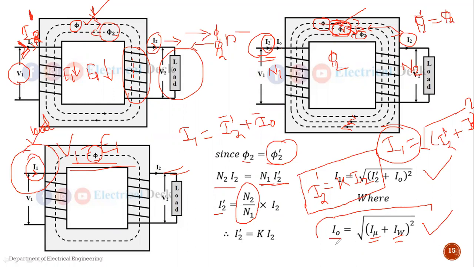In case of no load condition, the supply current is resolved into two components, that is the magnetizing component and the working component. And in case of loaded condition, again it is resolved into two components: the no load component I0 and the load component of the primary current, that is I2 dash. It is the sum of I2 dash plus I0 bracket square. So this is the transformer operation on load condition. We will draw the phasor diagram.